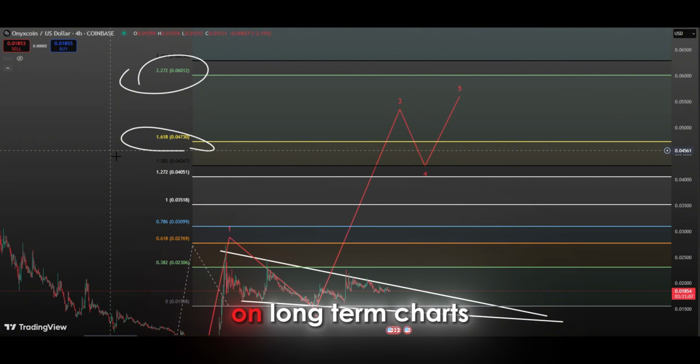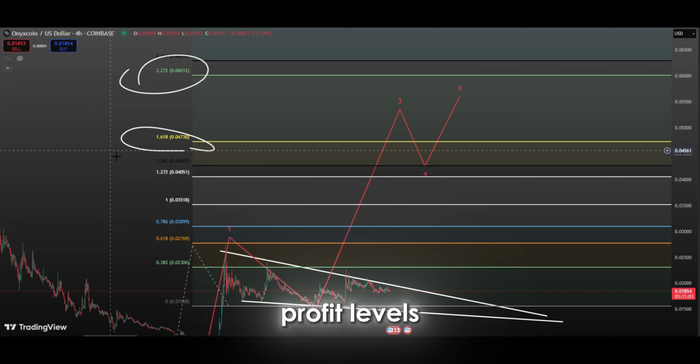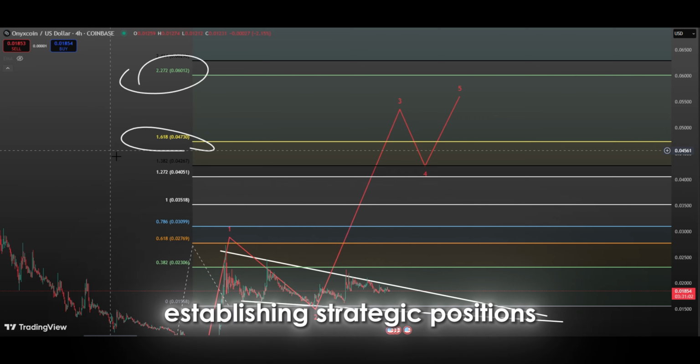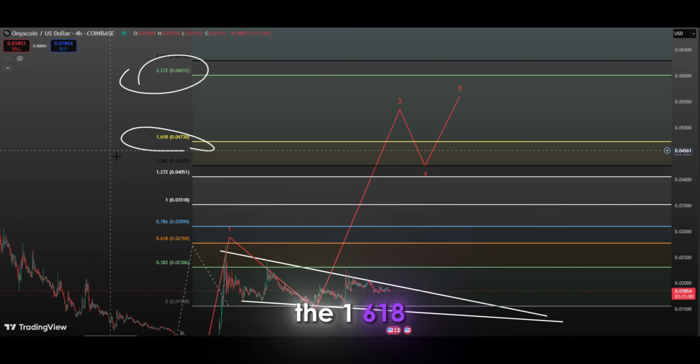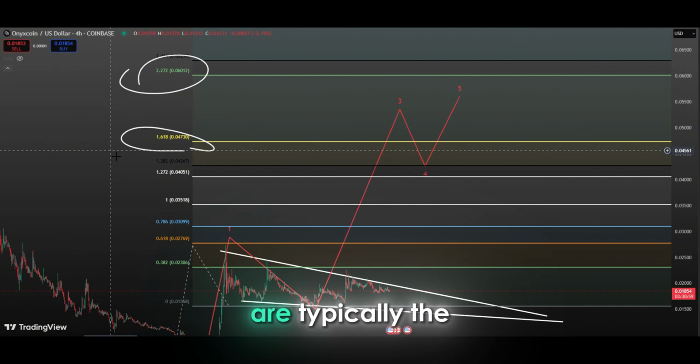On long-term charts, the targets of the third wave are important, not only as short-term take-profit levels, but also for establishing strategic positions. The 1.618 and 2.272 levels are typically the main target points for such positions.